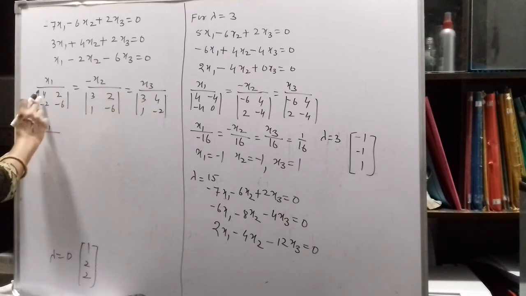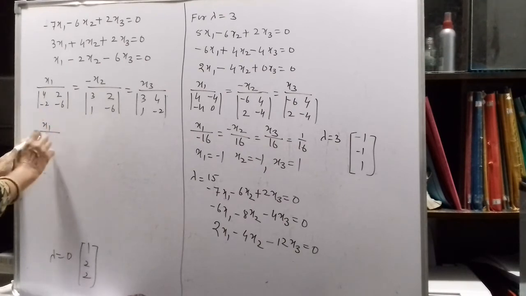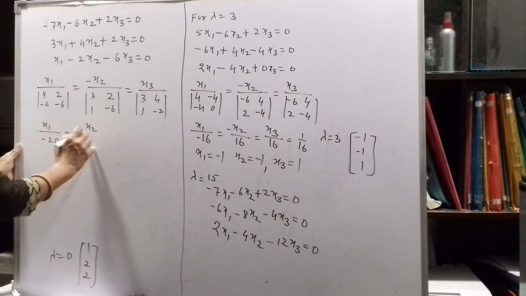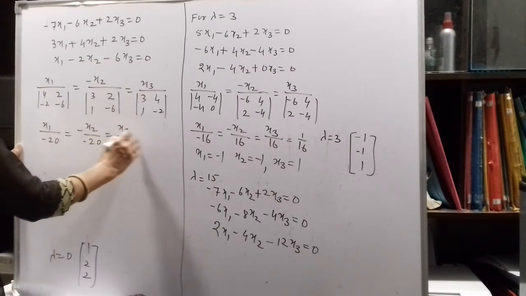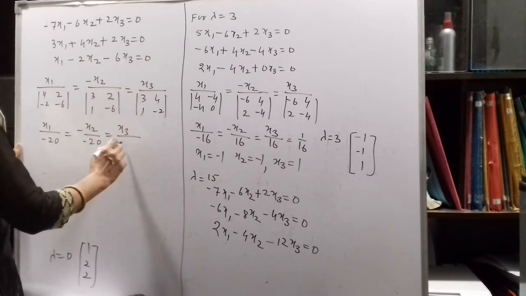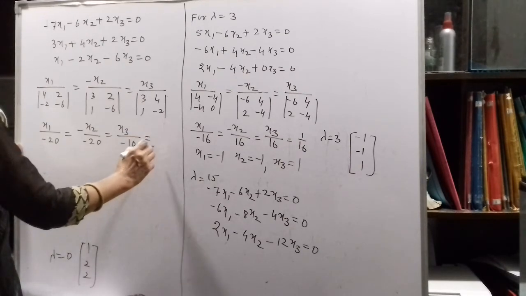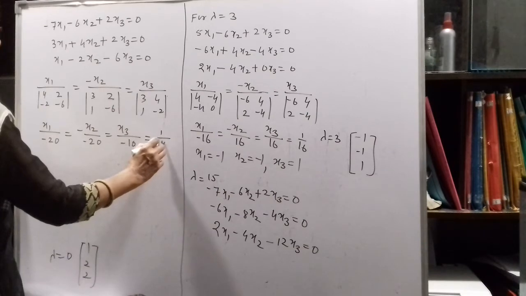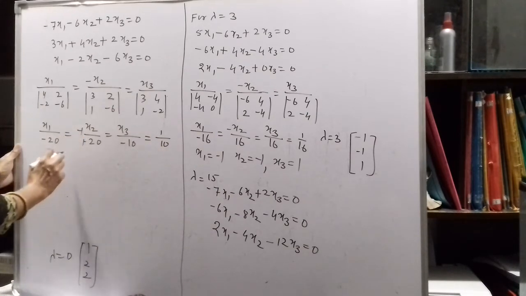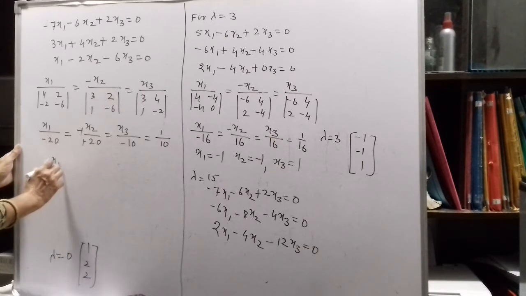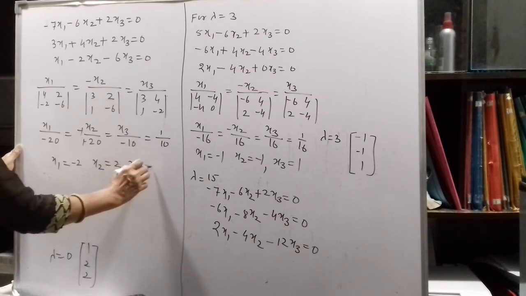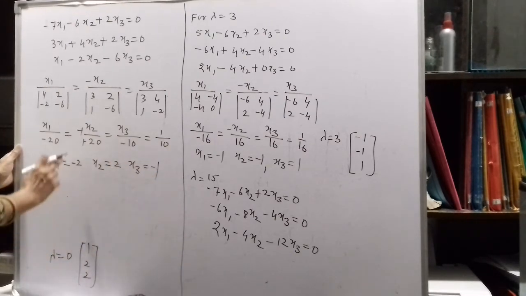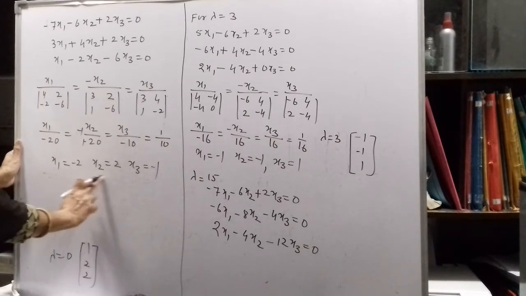We have to simplify it: x1 upon minus 24 plus 20, that is minus 20, is equal to minus x2 upon minus 18 minus 2, that is minus 20, is equal to x3 upon minus 6 minus 4, that is minus 10. So we can take it as 1 upon 10. Using this we get x1 is equal to minus 2, x2 is equal to 2 and x3 is equal to minus 1. So corresponding to lambda is equal to 15, we get this eigenvector.